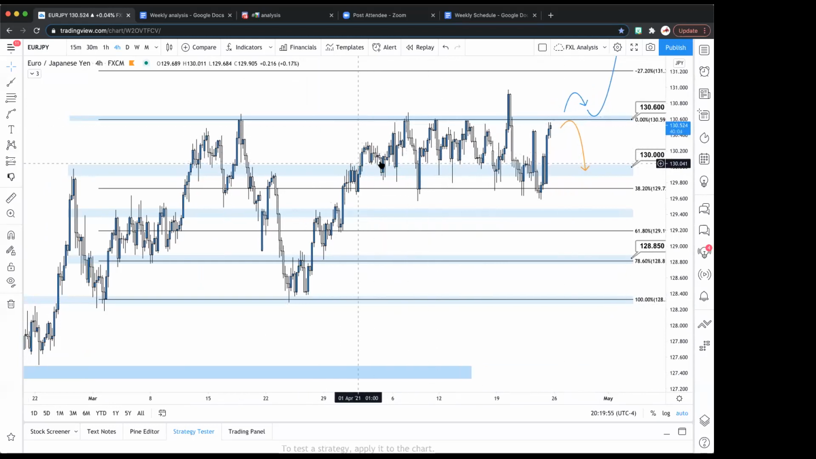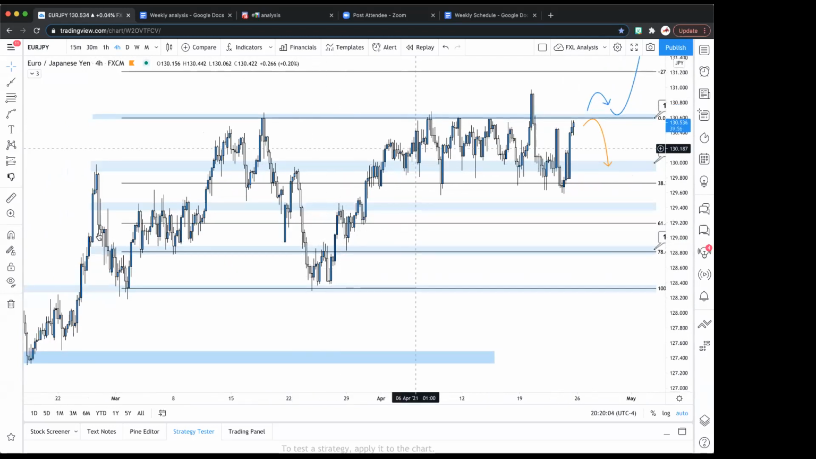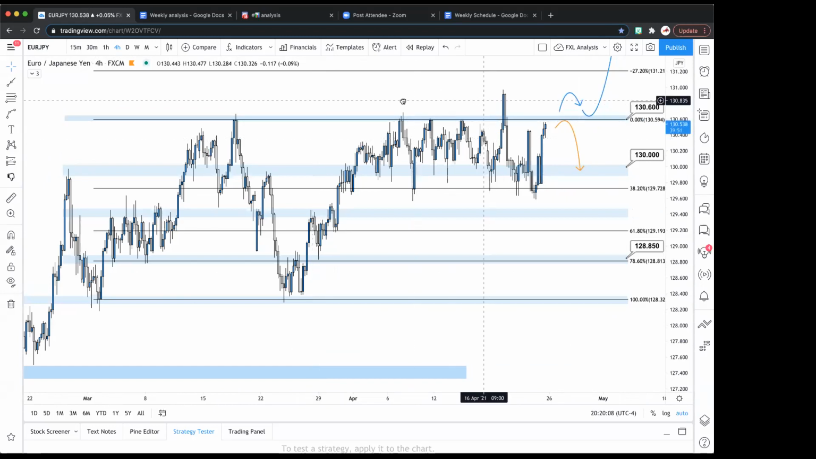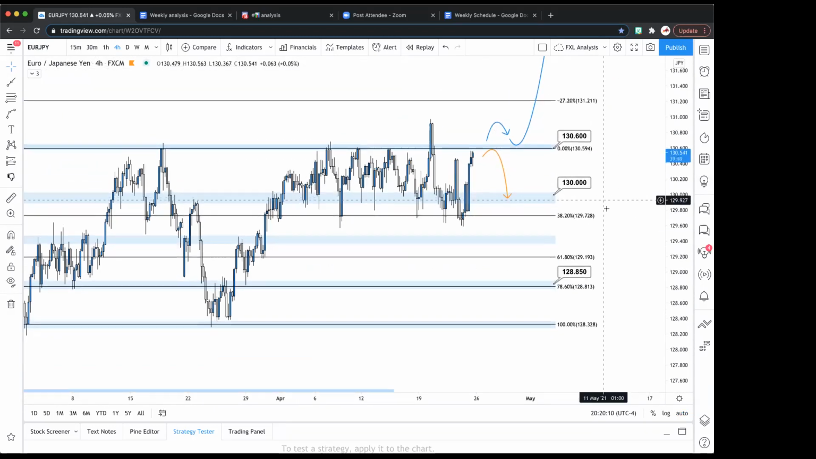It really loves to commit to whatever it's doing. So it's consolidating right now. It usually does it for a very long period of time compared to other pairs. If it starts to rally, it's very exaggerated. If it starts to fall, same thing. So whatever it's doing, it loves to commit to that. Right now, we're definitely seeing that consolidation.